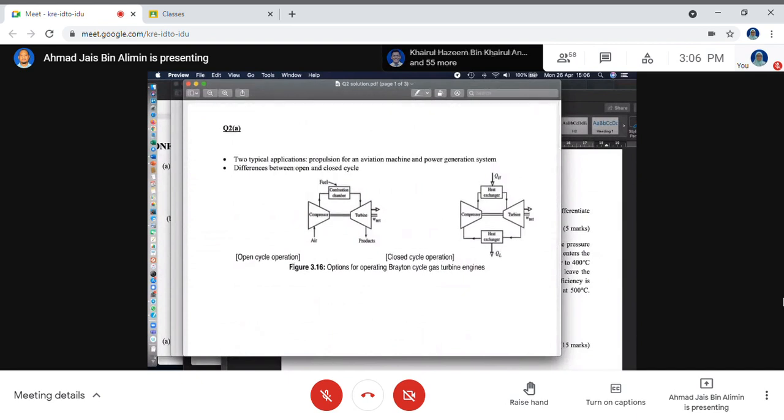Okay. Two typical applications: propulsion for aviation machines and power generation systems. And then to differentiate between open and closed cycle, this one is open, this one is closed. Closed means the working fluid will not escape the cycle. For the open system, after the turbine, the working fluid will escape to the surroundings.